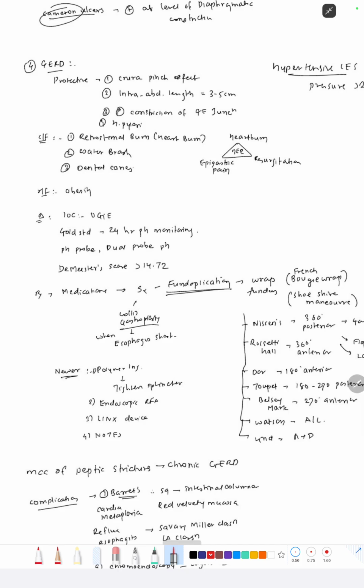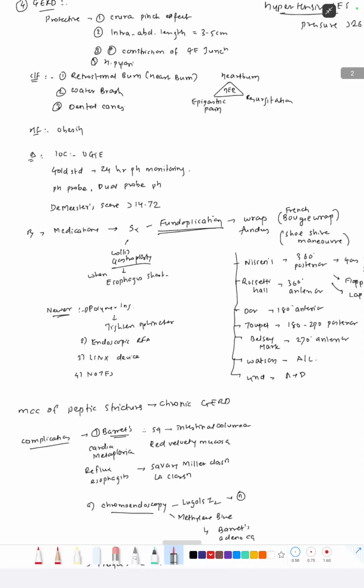The triad of these symptoms is given by the mnemonic HER, where H stands for heartburn, E stands for epigastric pain, and R stands for regurgitation. Risk factor is going to be obesity. The investigation of choice is the upper GI endoscopy. The gold standard is 24-hour pH monitoring.